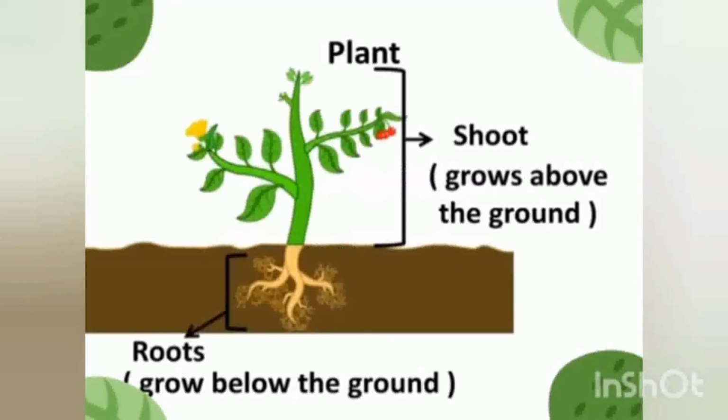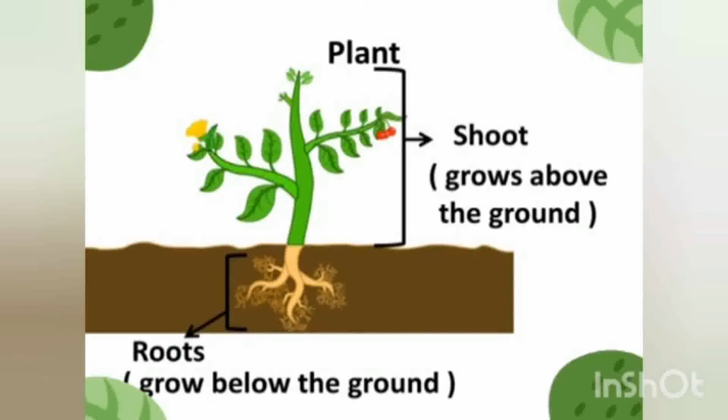We already know that the whole plant can be divided into two parts. The underground part, or the part that remains under the soil, is called the root system, and the part that grows above the ground is called the shoot system. And the shoot consists of the stem, leaves, buds, flowers, fruits, etc.